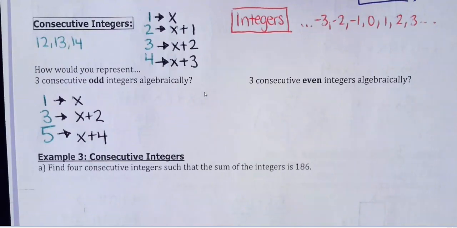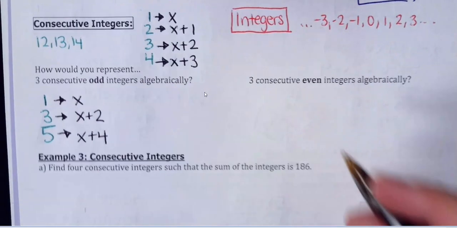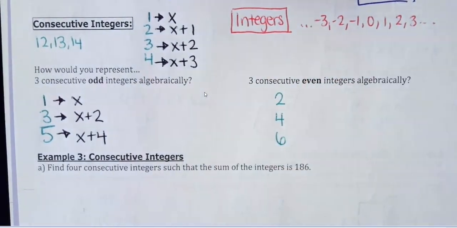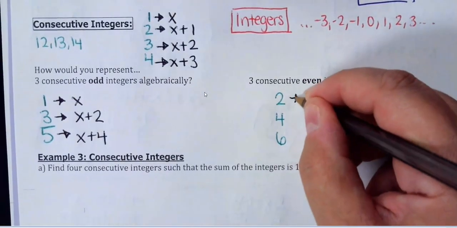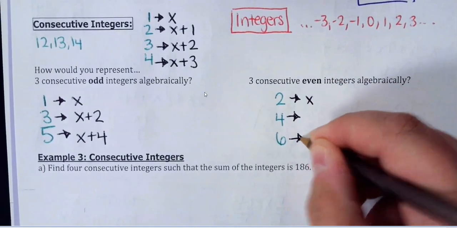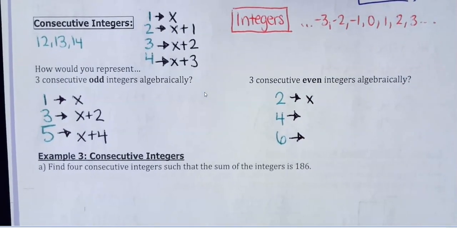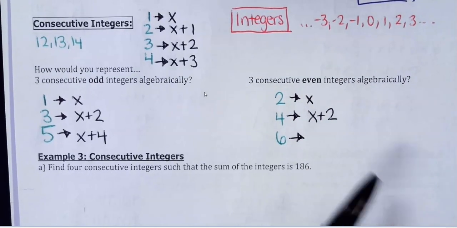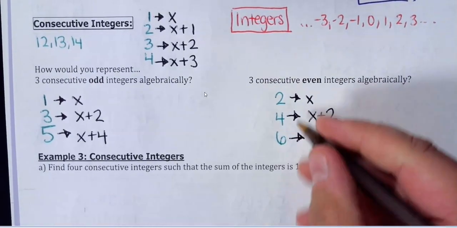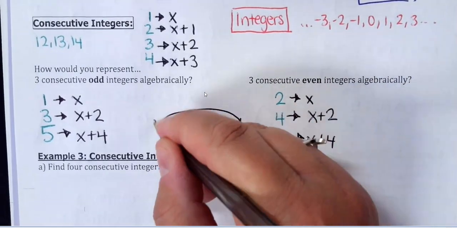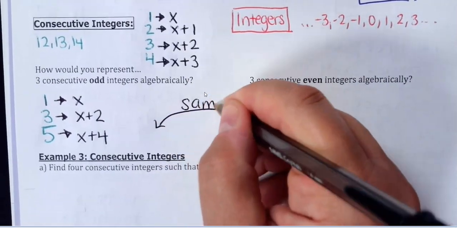Okay, what if we did 3 even integers algebraically? Like 2, 4, 6. Let's say I represented 2 with an X. How would you represent 4? X plus 2, and this also throws people off because they're like, what the heck? That's exactly the same as this. 6 would be X plus 4, but this is correct. Algebraically, you would represent the odd and even consecutive integers the same way.